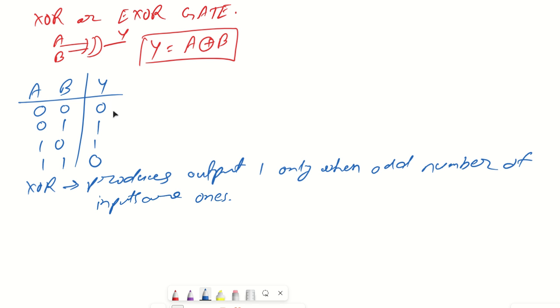Understood? Quickly, if we want to write down the expression using these terms, in terms of min term and max term, we can write the expression. Let us write the min term first. Wherever we see 1, my output will be a bar b plus a b bar. So basically my XOR gate is a bar b plus a b bar. Otherwise it can also be written in terms of max term. Wherever 0 is there, we can see that. So it is a plus b into a bar plus b bar.